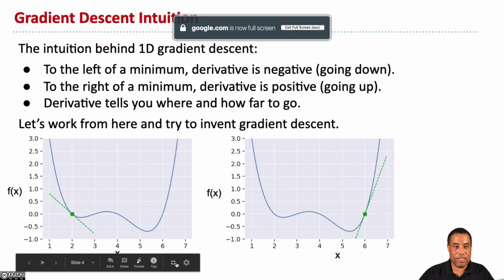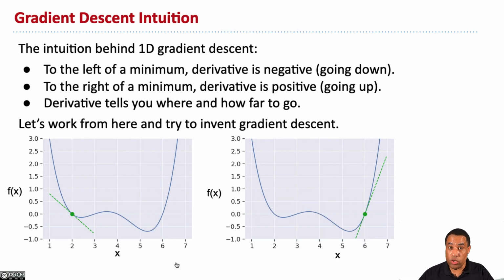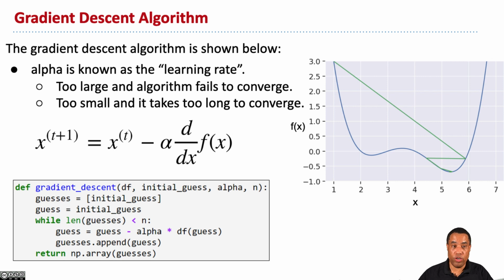to our slides. And again, the intuition here behind one-dimensional gradient descent: to the left of the minimum, the derivative is negative. That guides us to move to the right. To the right of the minimum, the derivative is positive. That guides us to move to the left. The derivative tells us where to go and how far to go. So we've now put together the gradient descent algorithm. Alpha is our learning rate. If you make it too large, the algorithm won't converge. If you make it too small, the algorithm can take a very long time to converge.